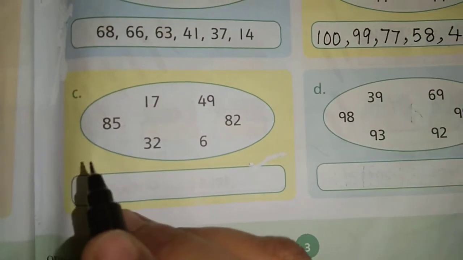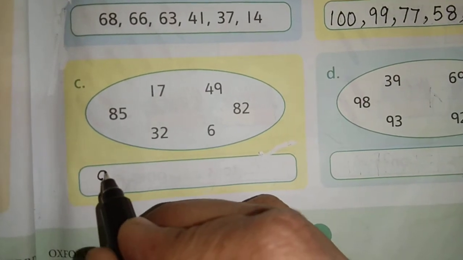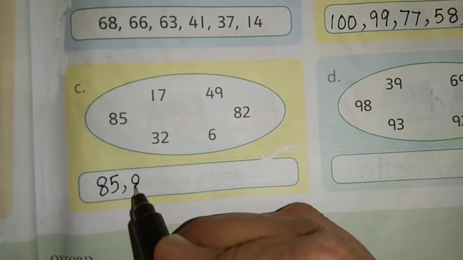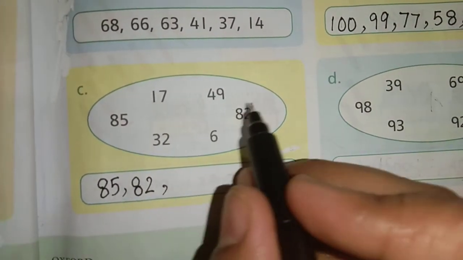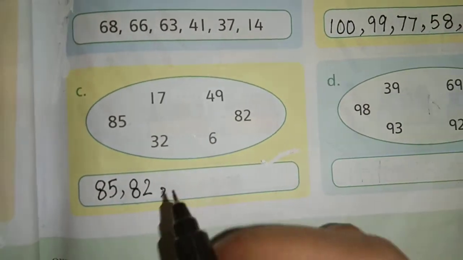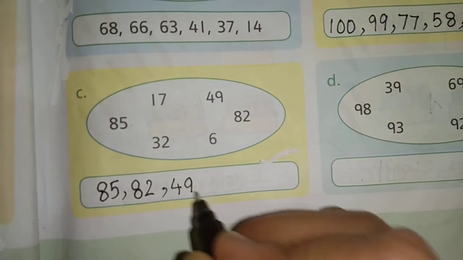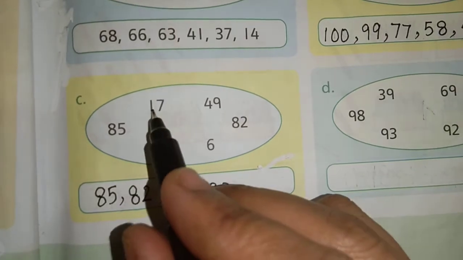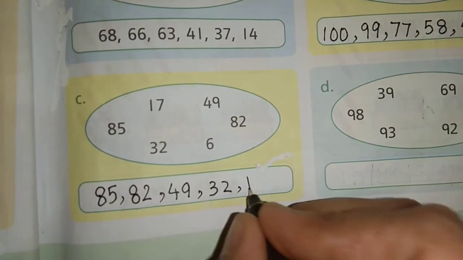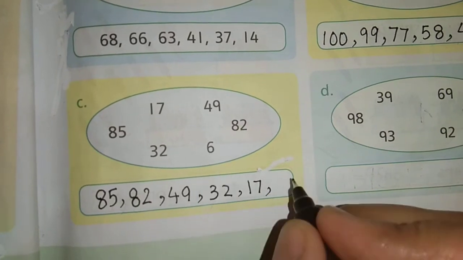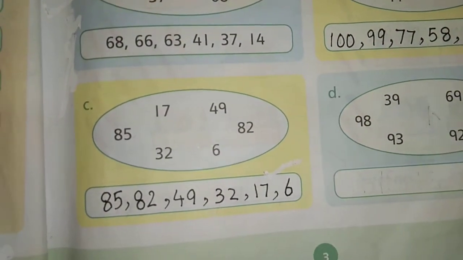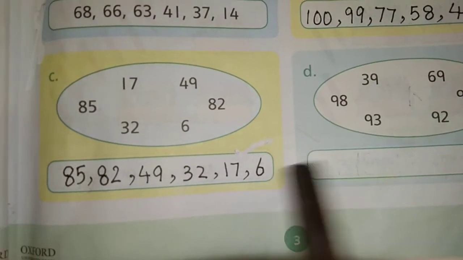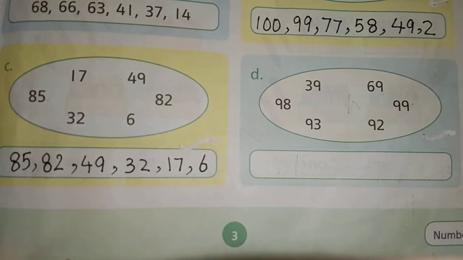Now look at C part. First of all, look at the largest number. It is 85. Next comes 82. After 82 comes, is it 32 or 49? Yes, it is 49. Next comes 32. And the next number is 17 or 6? Yes, it is 17. And the last, smallest number is 6. So students, we arrange these numbers in descending order from largest to smallest. I hope you will understand it and you will solve the part by yourself in your countdown books.